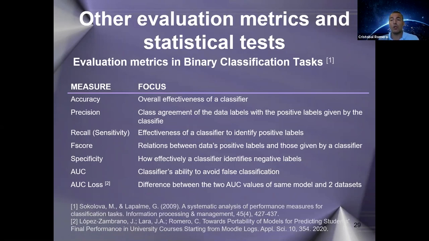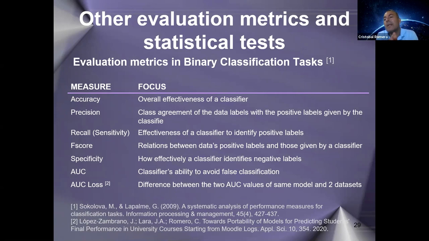Another question: to use other evaluation metrics and also better statistical tests for comparison. The first one, evaluation metrics in binary classification tasks. That is not our case, because I explained that I use the Spanish scale with 4 levels, not 2 levels. Currently, I work all the time with pass/fail, 2 classes. With the same data set with 2 classes, the accuracy improved a lot.